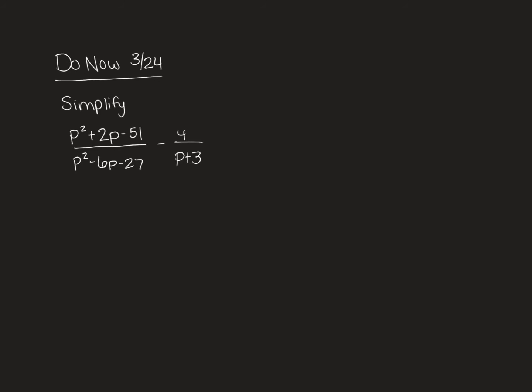So we are asked to simplify. We have two rational expressions being subtracted. In order to subtract, you will need common denominators. So you want to go ahead and factor all of your denominators.